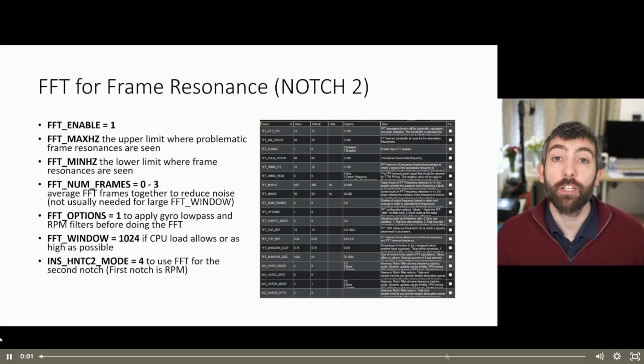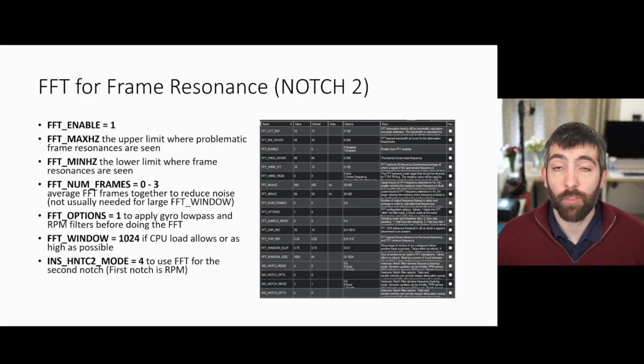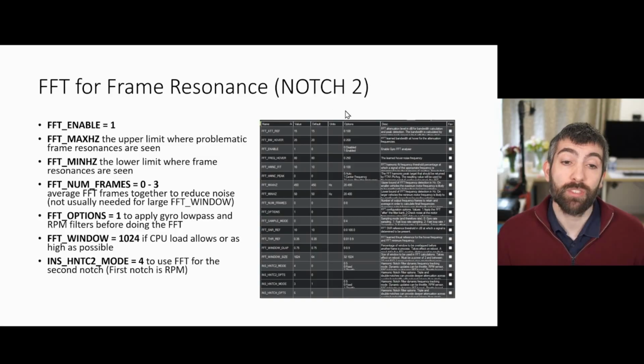To start with, we're going to talk about using the dynamic FFT filtering to address frame resonances that are not being well handled by your RPM filters. In this case, we're going to be using the FFT to drive the second bank of harmonic notch filters because the first bank of harmonic notches will be driven by our RPM data.